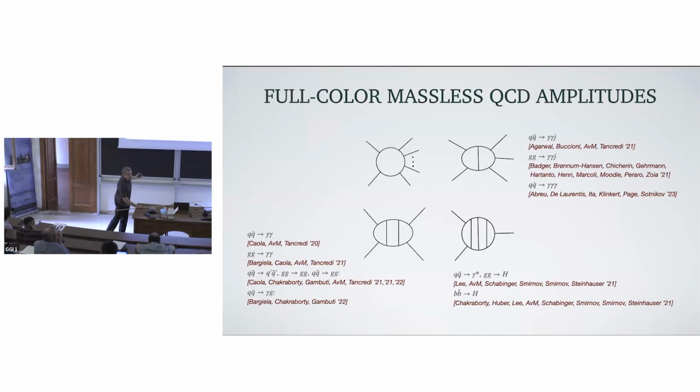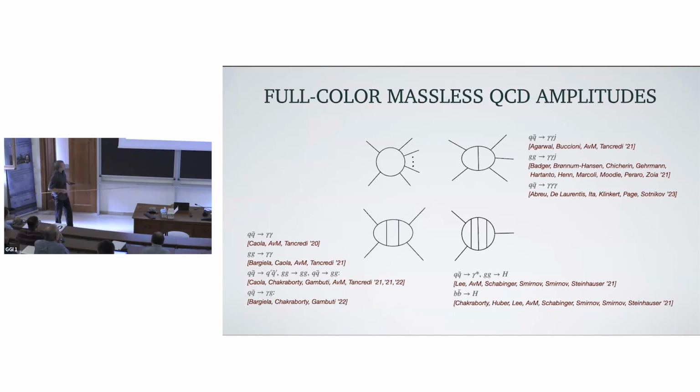So these techniques allowed us to achieve new milestones for the computation of multi-loop amplitudes in full color QCD. For the first time, we computed 5-point functions at 2 loops, 4-point functions at 3 loops, and 3-point functions at 4 loops in full color QCD with these techniques.